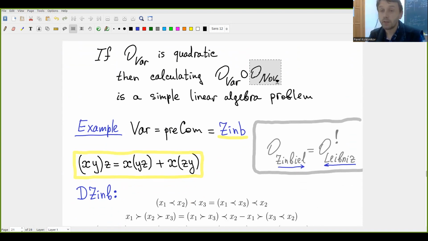It is defined by identities of degree 3. Then calculating the Manin white product is, well, not simple, but a routine linear algebra problem. One of the possible ways is to find an intersection of two subspaces in a high-dimensional linear space. So we may try to apply this procedure, the Manin white product, to the variety of Zinbiel algebras.